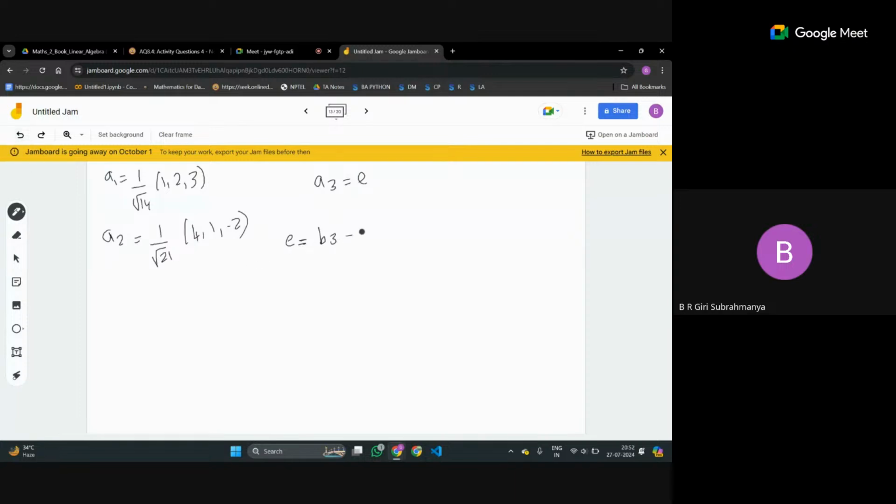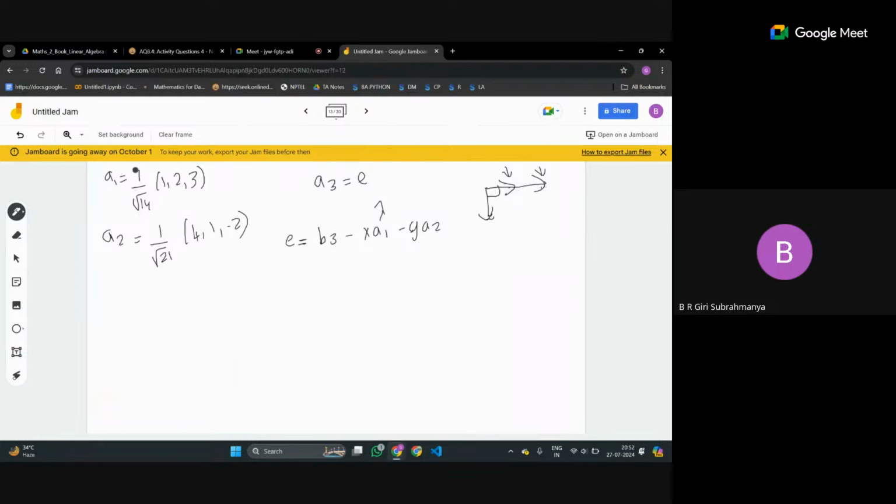Error vector will be B3 minus x times A1 minus x times y times A2. Correct? So this is going to be our error vector. Now this A1, you need not take 1 by root 14 and all, because let's say these two vectors are there. If this is orthogonal to this vector, then it's also orthogonal to this vector, right? Correct?